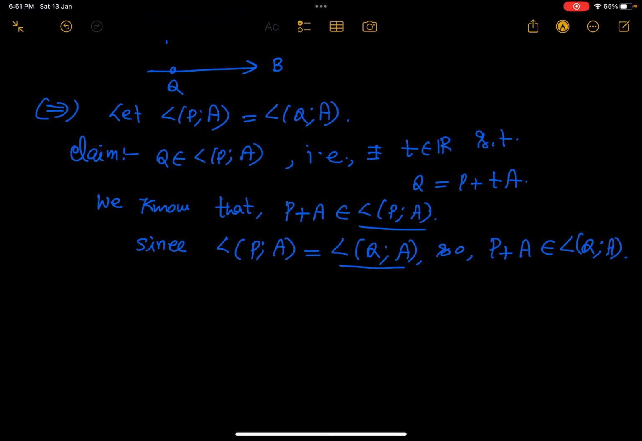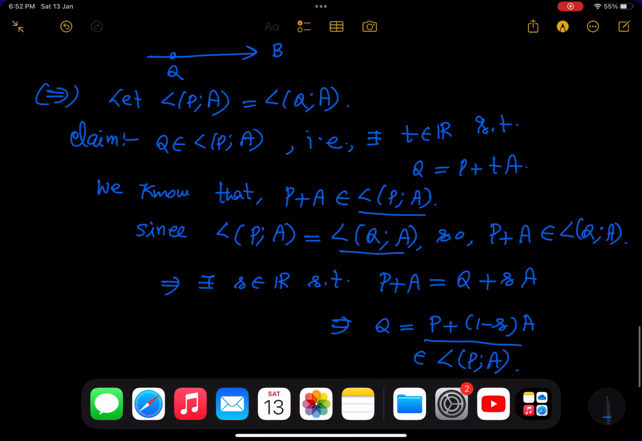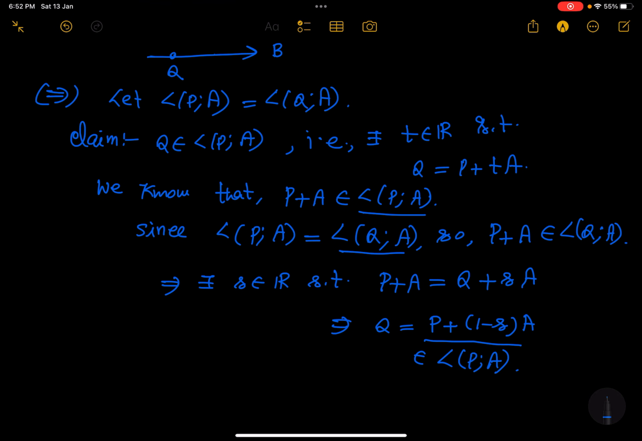So it says that P plus A belongs to L of Q, A, but that means that there exists some S in R such that P plus A is equal to Q plus SA, and that means Q equals P plus (1 minus S) times A. Here 1 minus S is again a real number, so this is a point on this line. So that means Q is in L of P comma A.